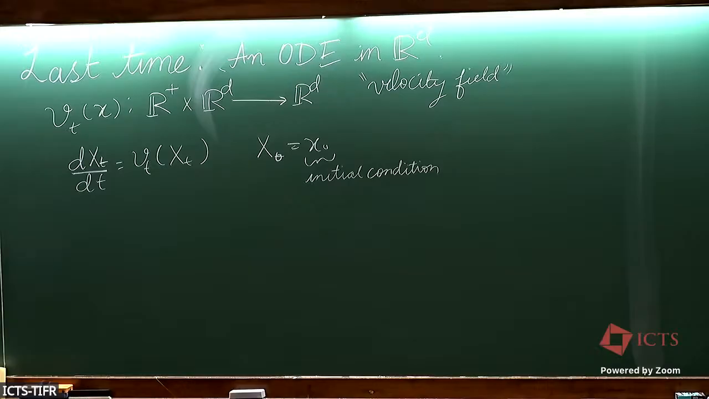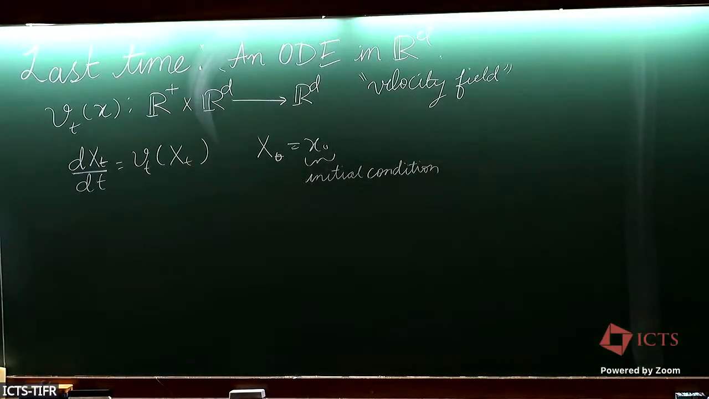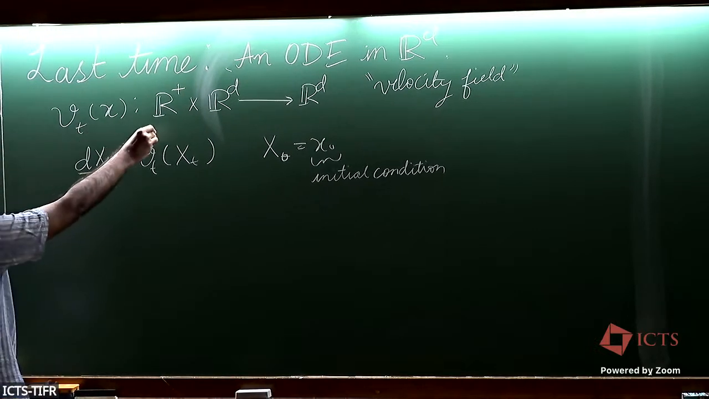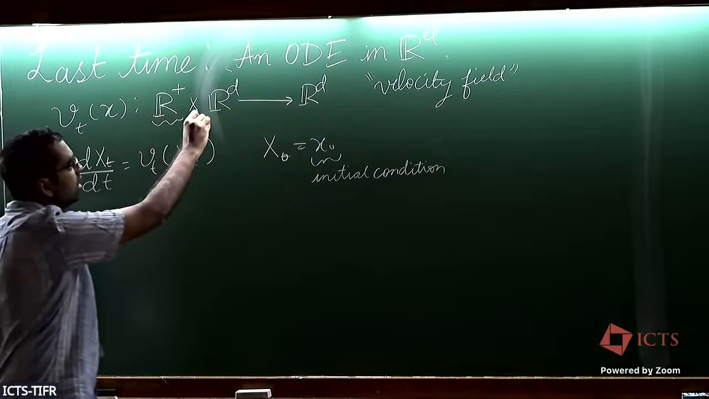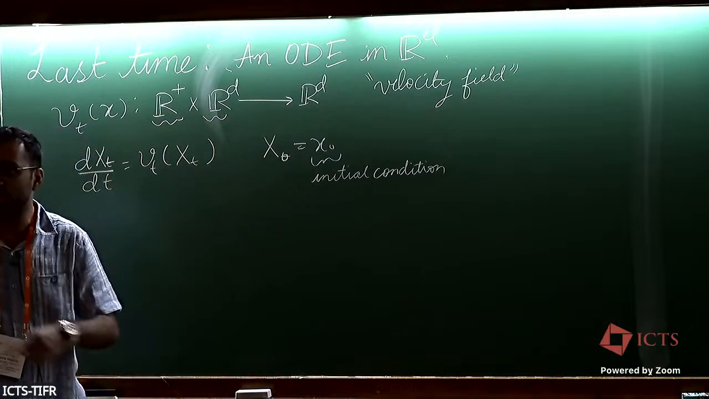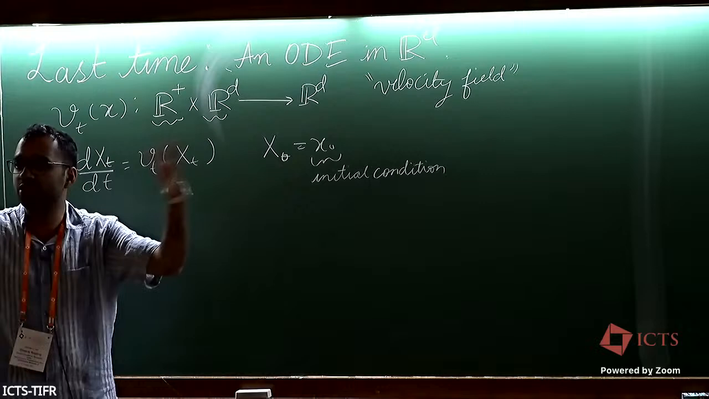Yeah, let's pick up where we left off in the first lecture. Let me give you a short overview of what we did. Last time we considered an ordinary differential equation in R^d. So what do I mean by this? I have v_t(x), which is a map from time, which is R plus, times R^d, which is position in space, to R^d, which gives you a velocity field, right?